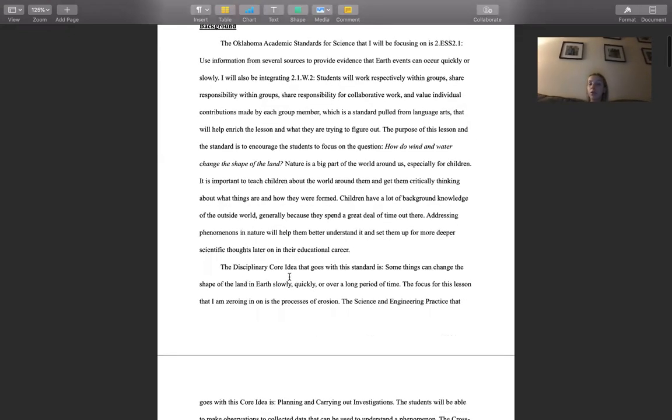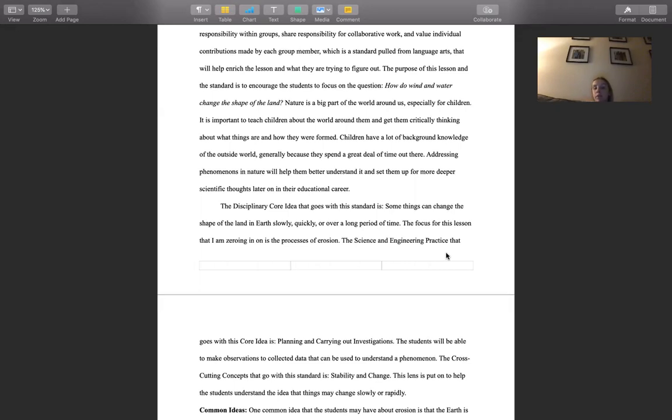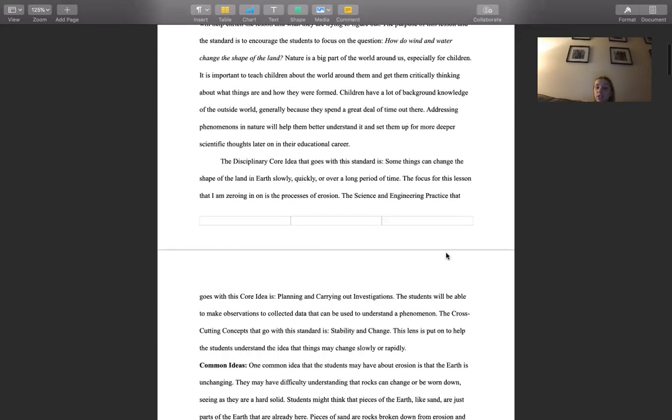So the disciplinary core idea that goes with the standard is some things can change the shape of the land and earth quickly, slowly, or over a long period of time. This is a focus for the lesson that I am zeroing in on, which is erosion. The science and engineering practice, or SEP, that goes with this core idea is planning and carrying out investigations.